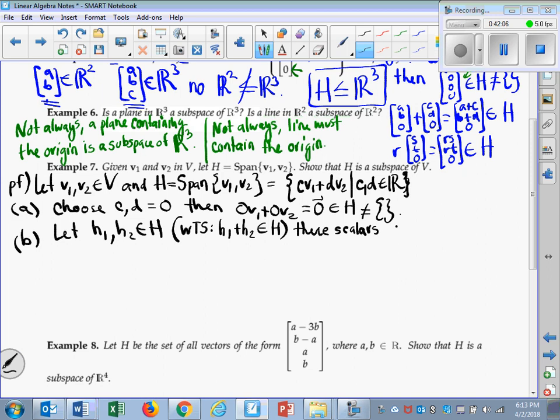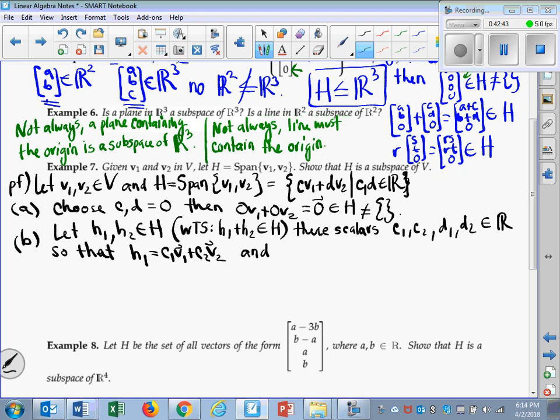Let's see, what do I want to call them? I'm going to call them C1 and C2, and then we'll say D1 and D2. These are just real numbers, so H1 is really in the span of V1 and V2. So H1 is really just C1 V1 plus C2 V2. Remember, it's in the span, okay?